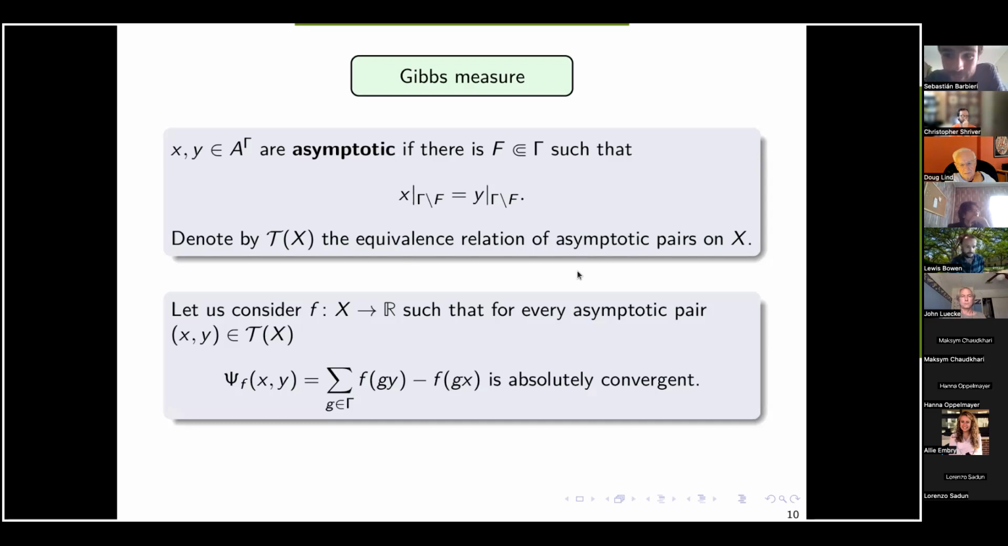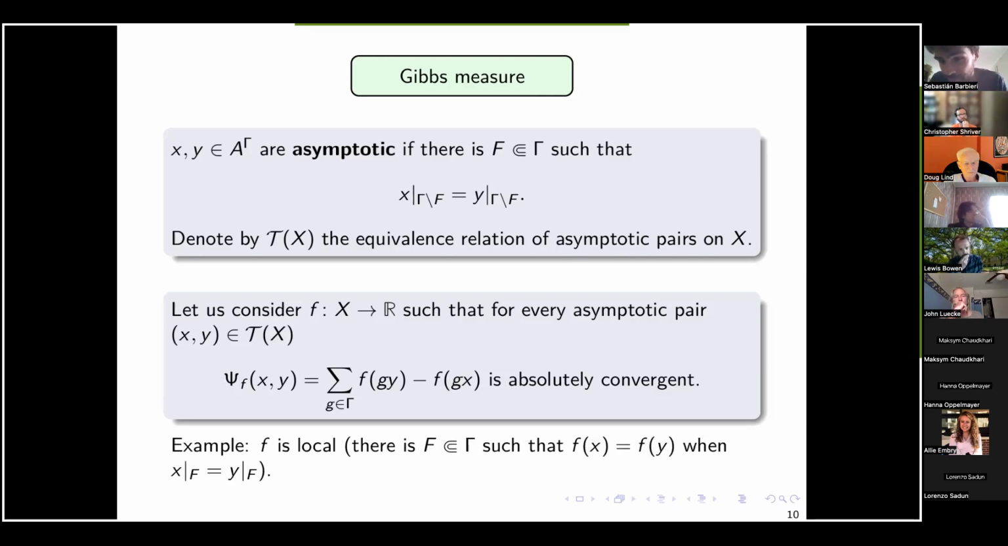Now, given a function from x to the reals, such that for every asymptotic pair, if I sum the difference of f in all translates of y, and I subtract the difference of f on all translates of x, this gives me an absolutely convergent series, well, I'm just going to consider f, and I'm going to construct this object. This object is going to be a cocycle on the equivalence relation of asymptotic pairs.